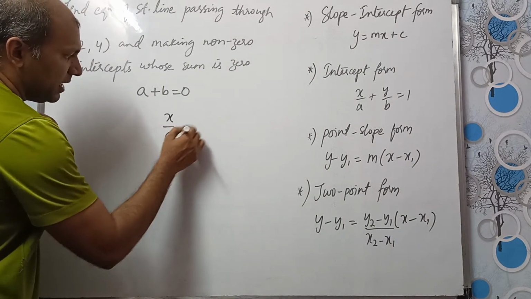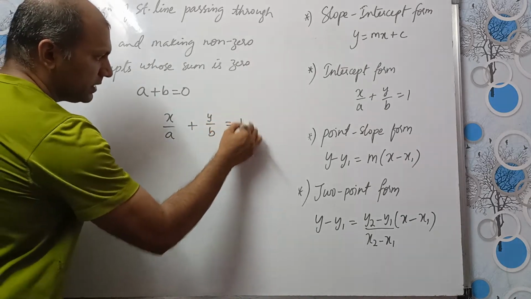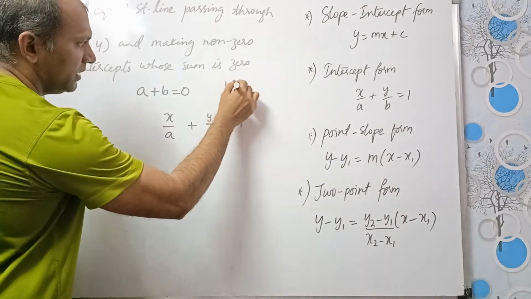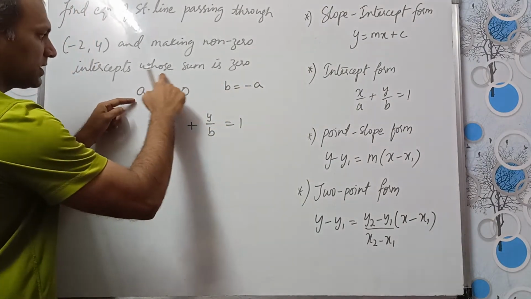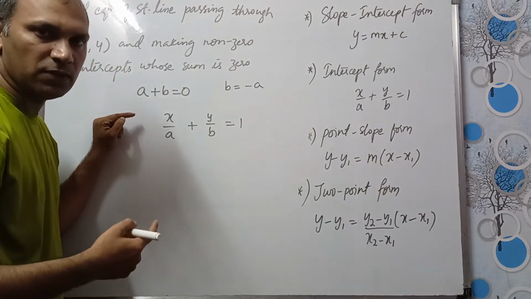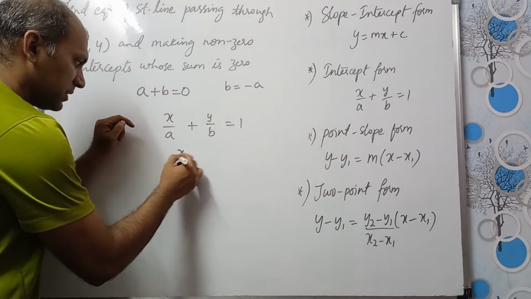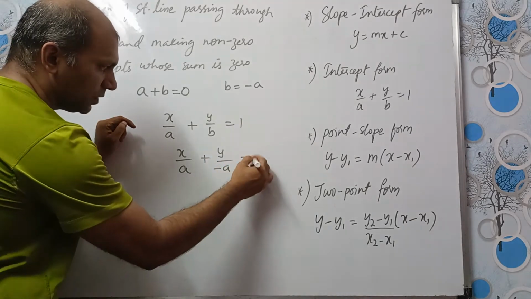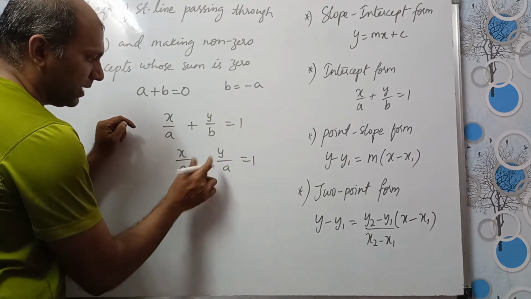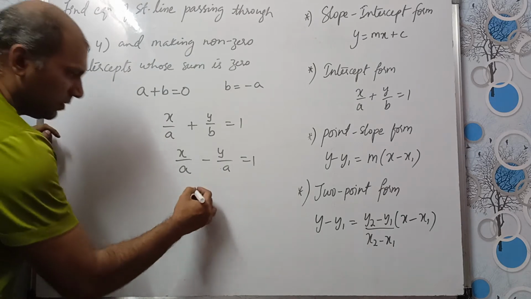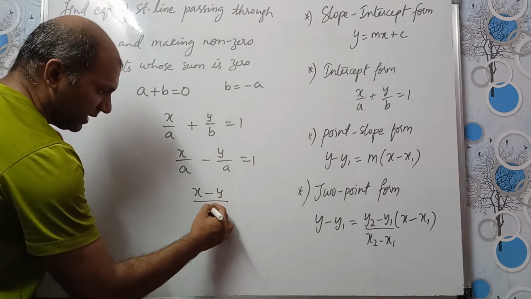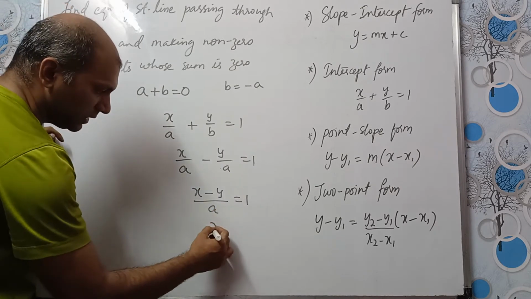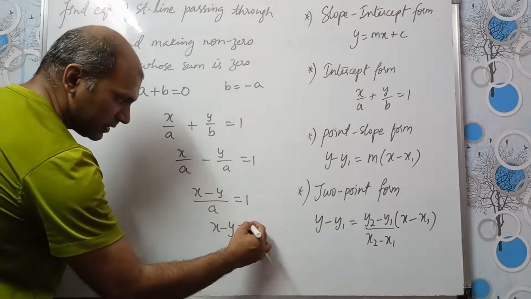So x by A plus y by B is equal to 1 is the intercept form. But can we write the value of B as -A? If you send A on the other side, B value will be -A. So this is x by A plus y by -A is equal to 1. So plus into minus, this will become minus, right? We have x minus y divided by A is equal to 1. Denominators are same, write it one time. This A goes on the other side, becomes x minus y is equal to A.